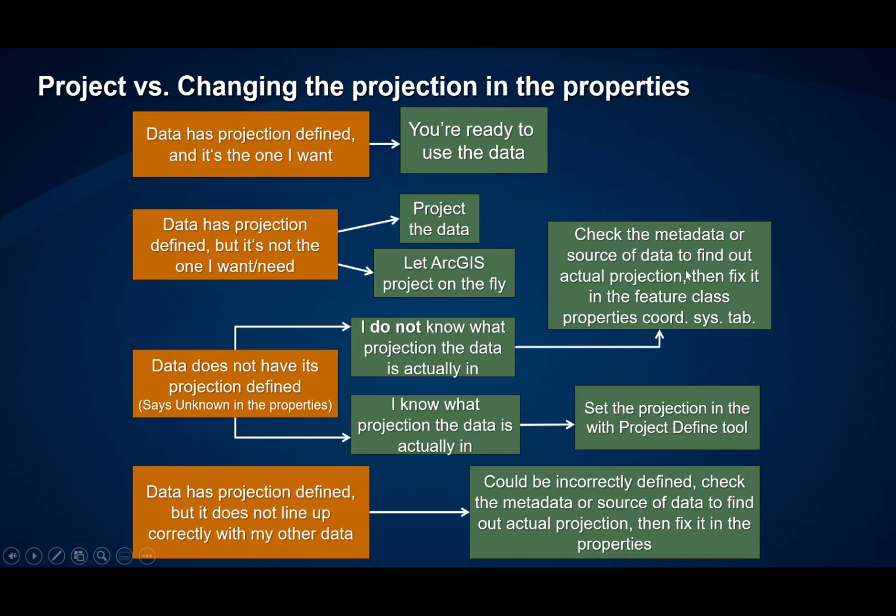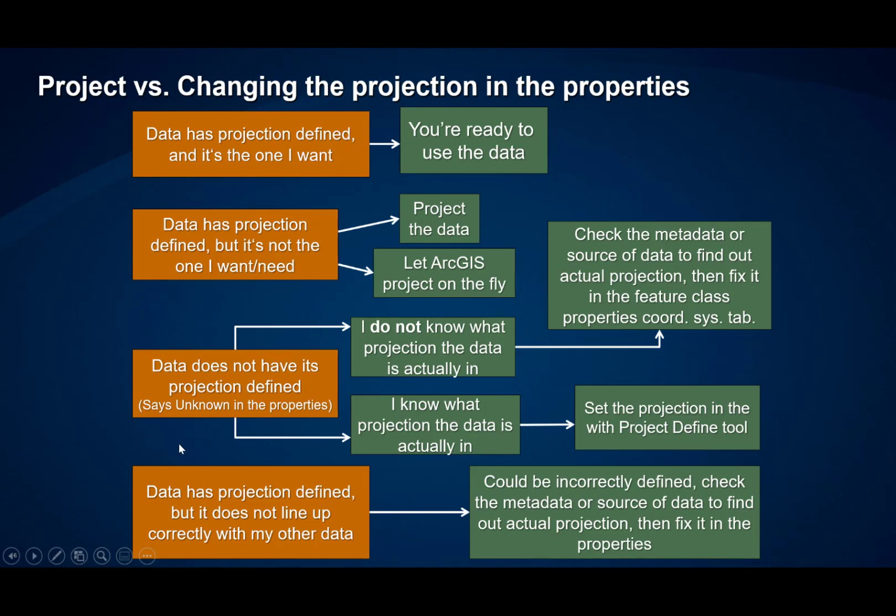I can maybe make another video about walking through the steps for that because it's tricky. But the best thing to do is go back to the metadata or the source of the data, the website where you got it from, email the person you got it from, do everything you can to figure out what projection that layer actually is in. And then once you figure it out, then you're down here and you can just define that projection.